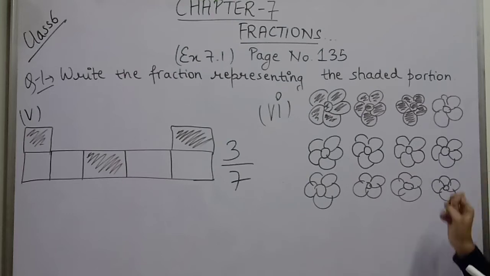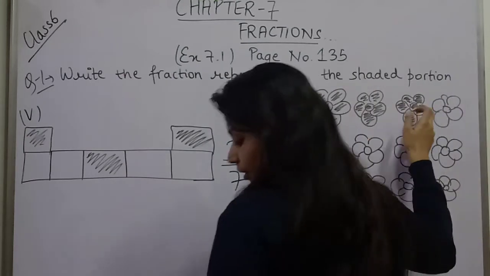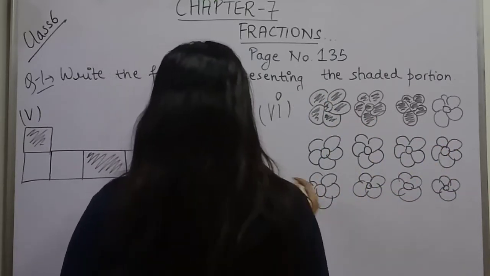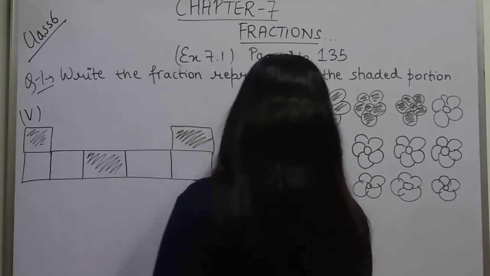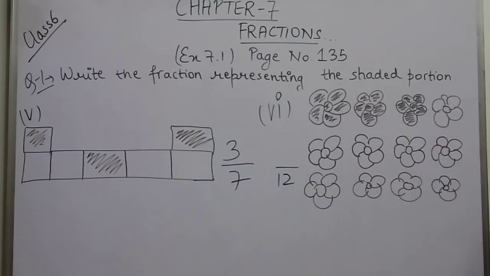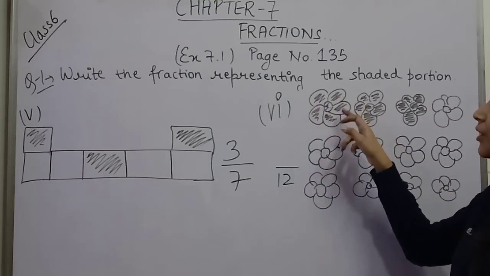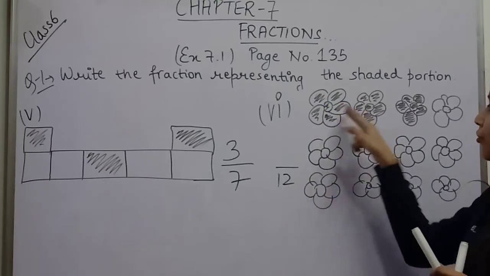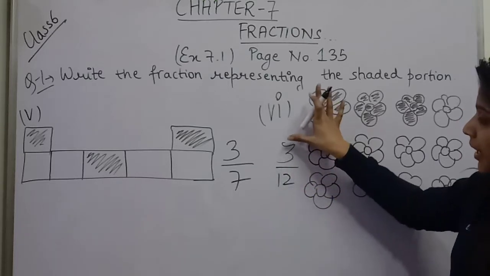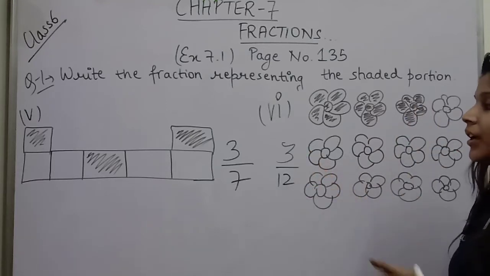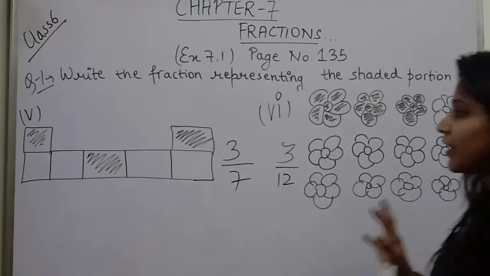In the sixth part we have flowers. So total number of flowers: 1, 2, 3, 4, 5, 6, 7, 8, 9, 10, 11 and 12. So we know that in the denominator we'll be writing 12. And what will come in the numerator? The number of shaded parts. We won't count the shaded part like 1, 2, 3, 4, 5. No. One whole flower we have counted as 1 part. So 3 parts from 12 parts are shaded. Okay, 3 parts out of 12 are shaded. So 3/12.